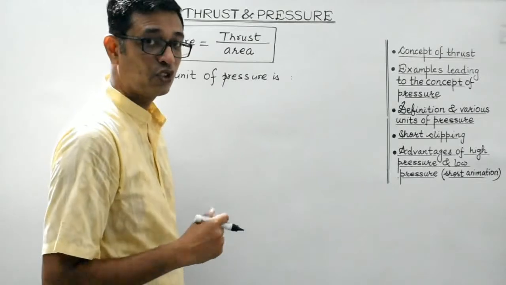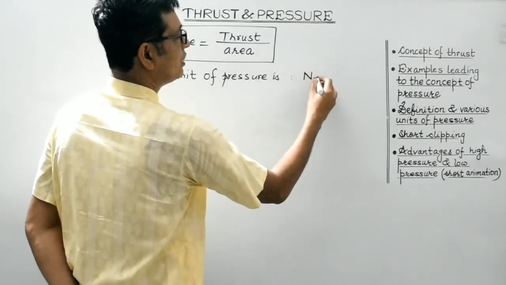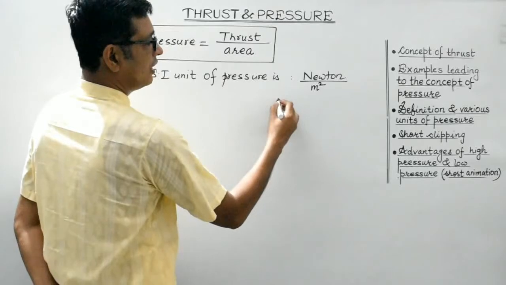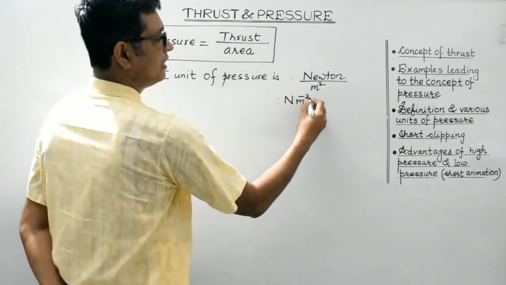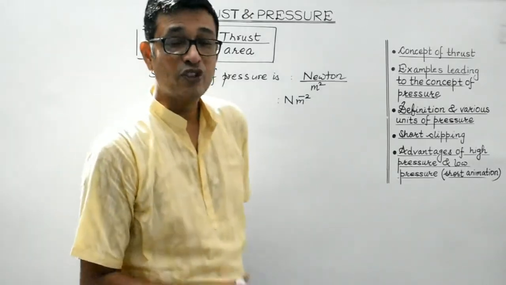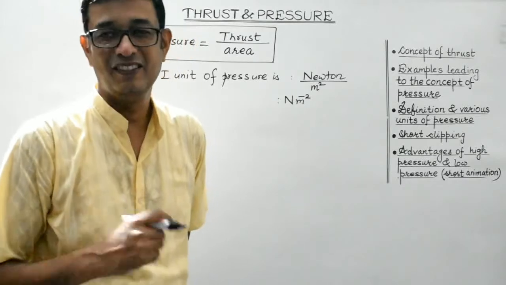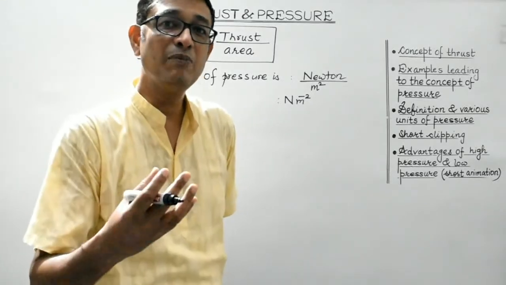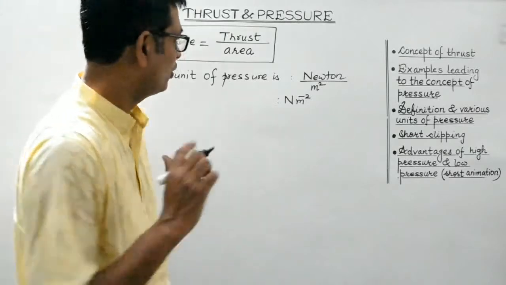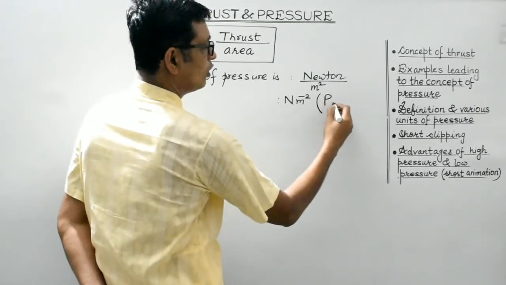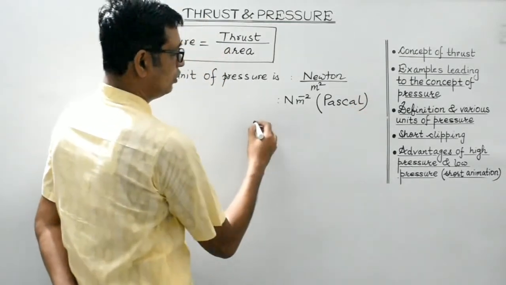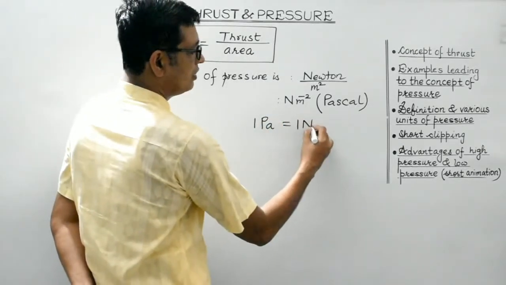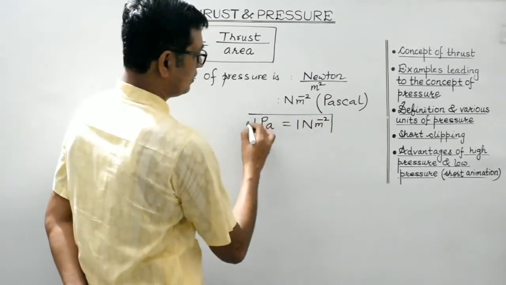okay, thrust, as we are aware, it is force, so its SI unit is Newton. Area, its SI unit is meter square. So therefore SI unit is Newton per meter square. And students, Newton per meter square is also known as Pascal. Pascal is the unit which we use, and it is named after the great scientist Blaise Pascal. So remember, SI unit of pressure is also known as Pascal. So 1 Pascal will be represented like this, P in capital letter, A in small letter. It is equal to 1 Newton per meter square. Clear, students?